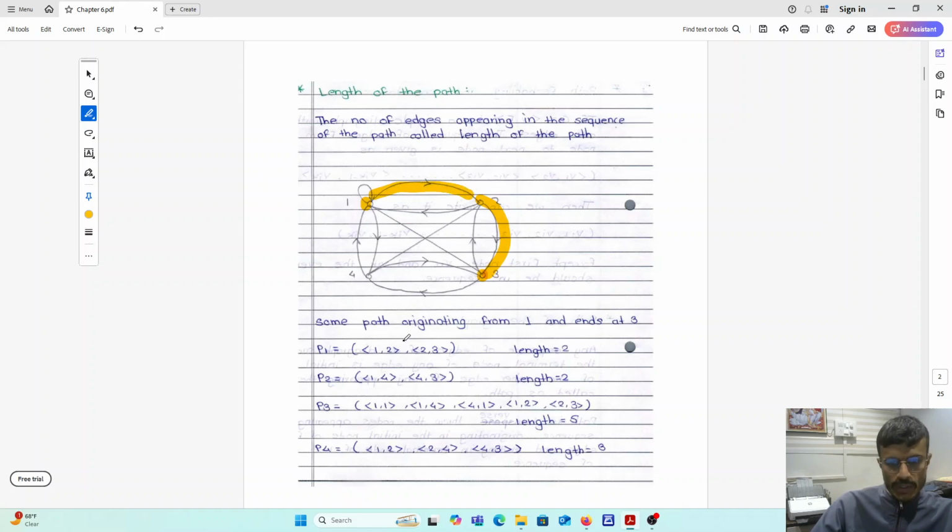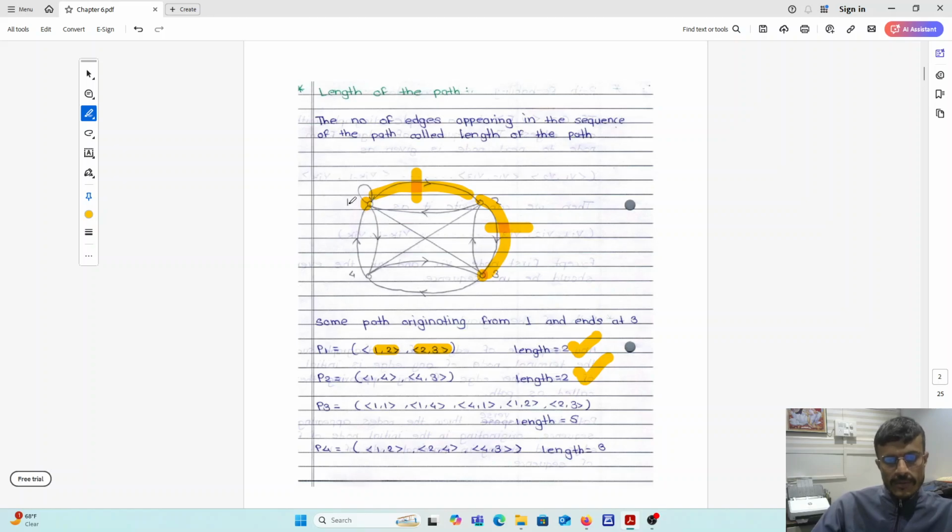1 to 2 and 2 to 3, that is the first path, which has the length 2, because this is the first edge and this is the second edge. Then next, I can reach 3 from 1 to 4 and 4 to 3, again having the length 2.